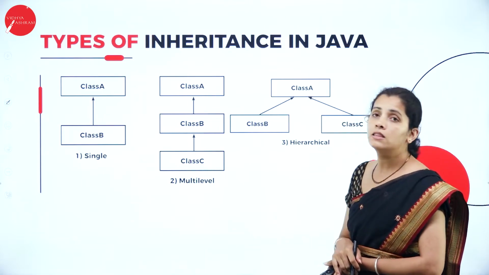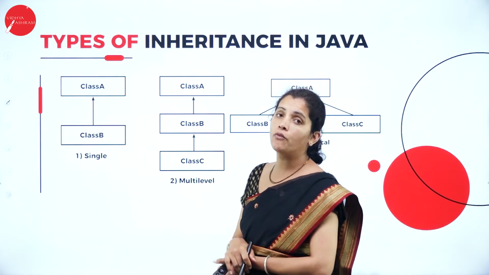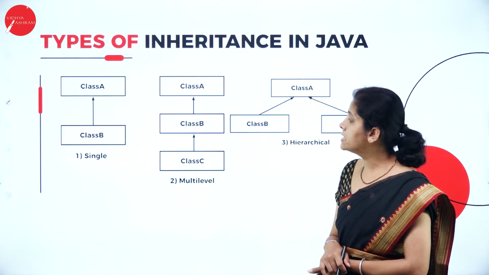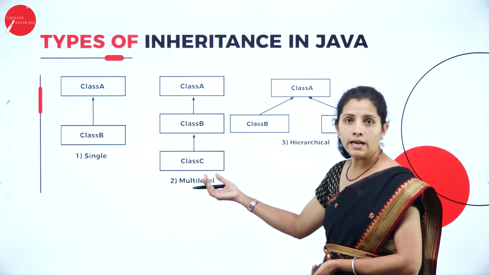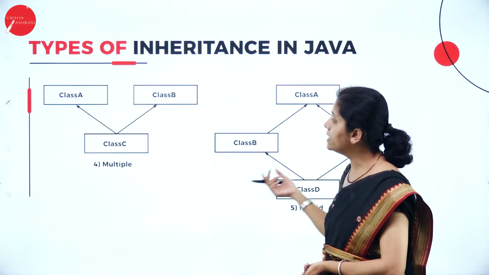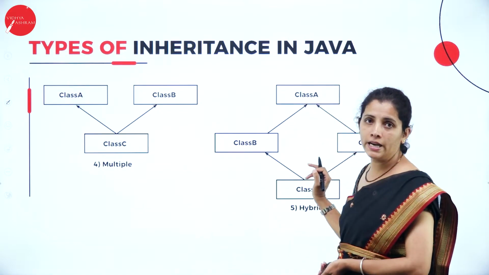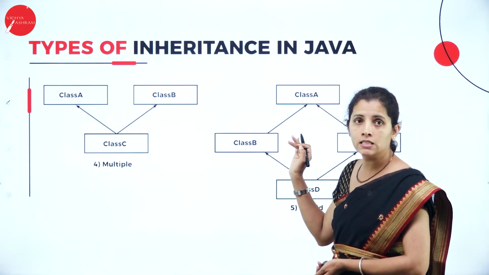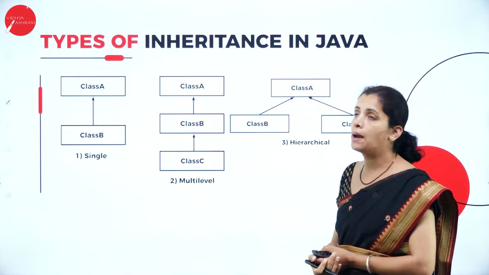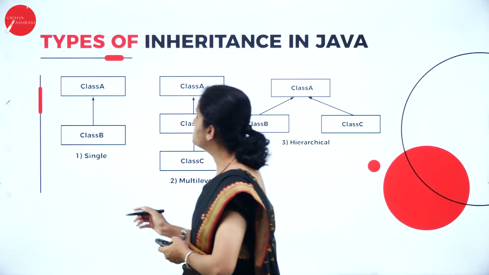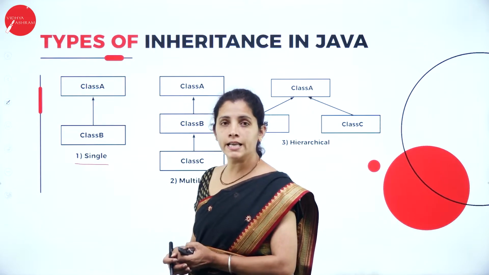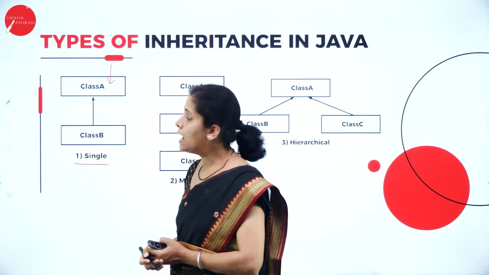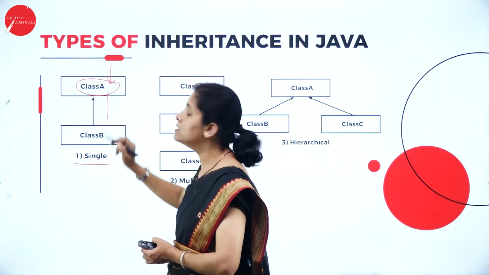So, dear student, now I'm going to cover the types of inheritance. So, dear student, if I consider this diagram, see here, I have single inheritance, multi-level inheritance, hierarchical inheritance, multiple inheritance, and hybrid inheritance. So, there are 5 different types of inheritance supported by the Java programming language. And see here, what is my first type? It is single. Single in the sense what? I have a parent, and for that parent, one child.